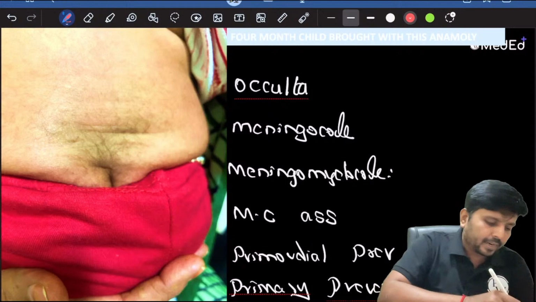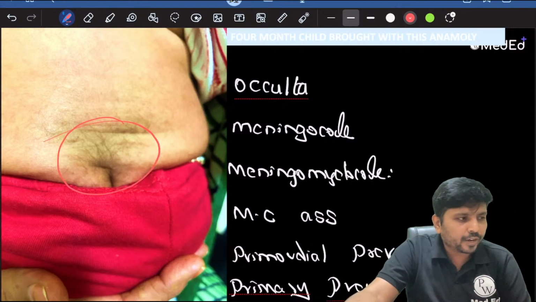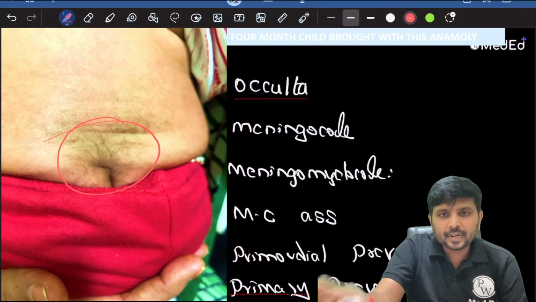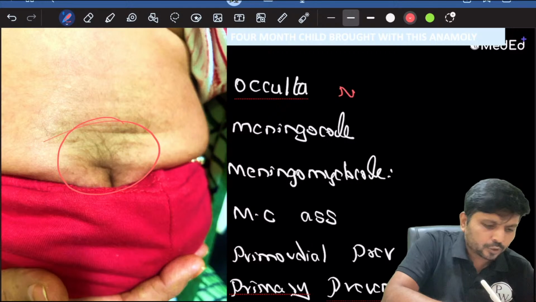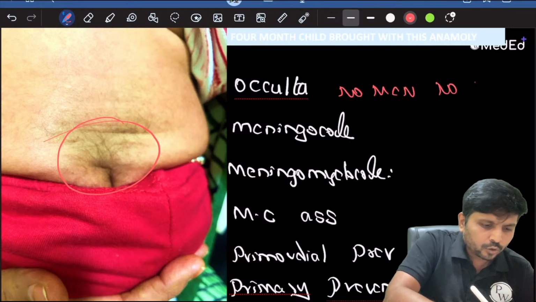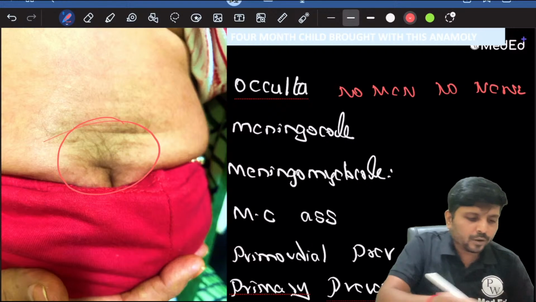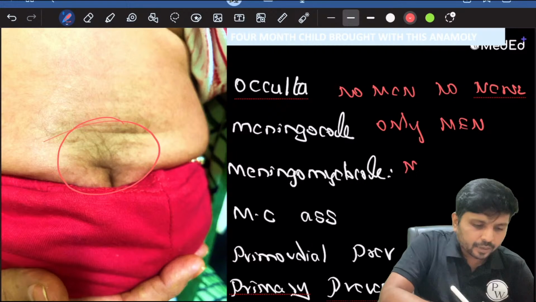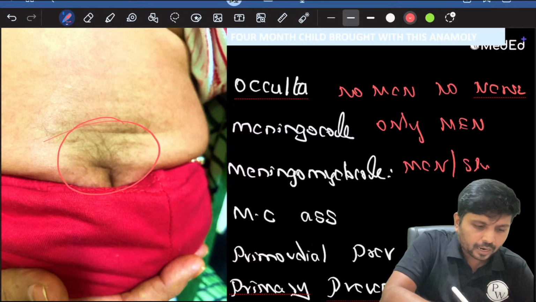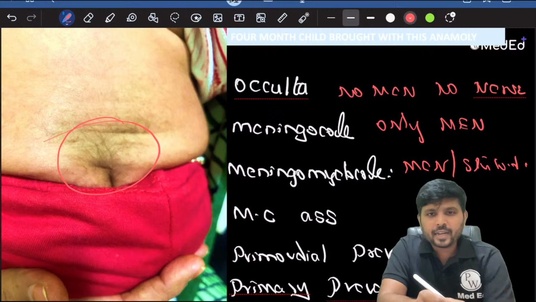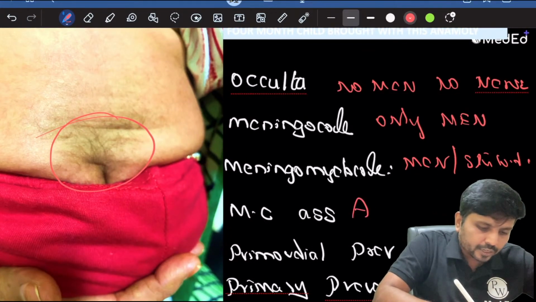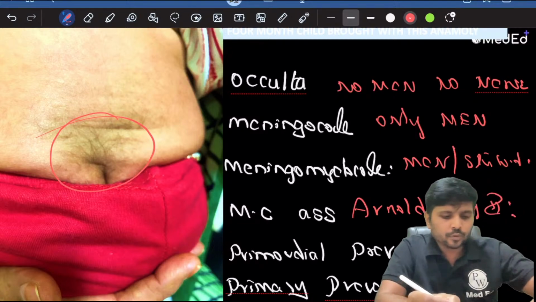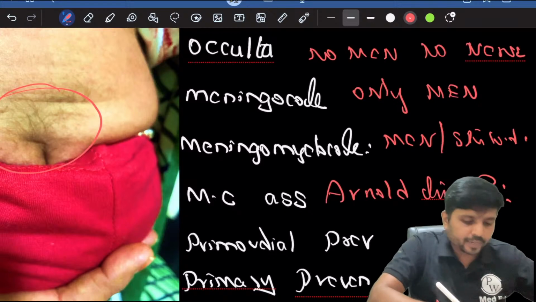What is this? Hair over central spine. Spina bifida occulta means no meningeal protrusion, no nerve protrusion. Meningocele means only meninges. Meningomyelocele means meninges and then spinal cord. Most commonly associated with Arnold Chiari 2. What is the prevention mode of management?